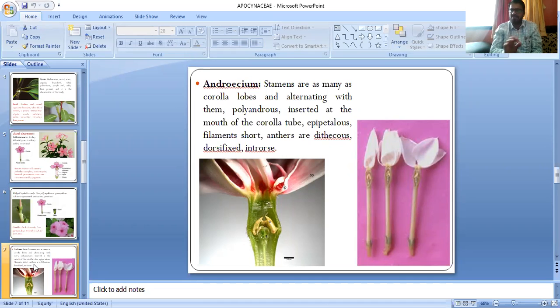Here the number is not indicated. Why? Because in a tetramerous flower, the number of corolla lobes or petals is 4. That's why the number of stamens is also 4. In a pentamerous flower, the number of corolla lobes is 5, that's why the number of stamens is also 5. And they are alternating with the corolla lobe.